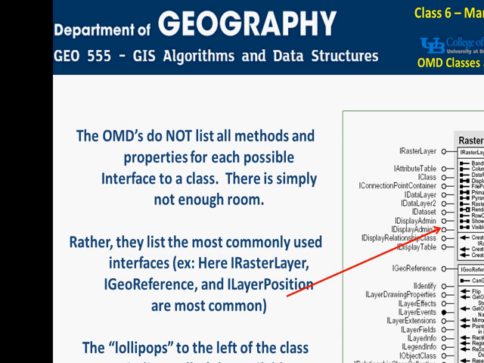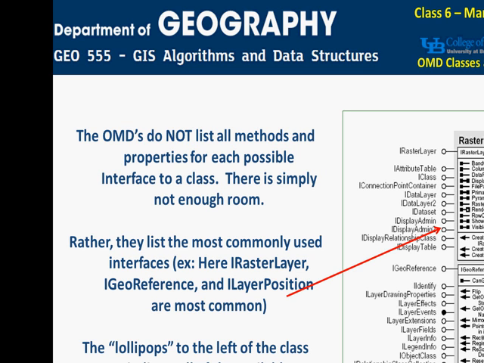The object model, the OMG, do not list every possible property and method. There's just not enough space. There's enough pages already. There's probably close to 1,000 pages, and that's more than enough. So what they do is have these, they call them lollipops. Right under the class, it lists what they're thinking are the most commonly used interfaces. So for a raster layer, iRaster layer is the most commonly used interface. iGeoReference is another commonly used interface with raster layer, as is iLayer position.